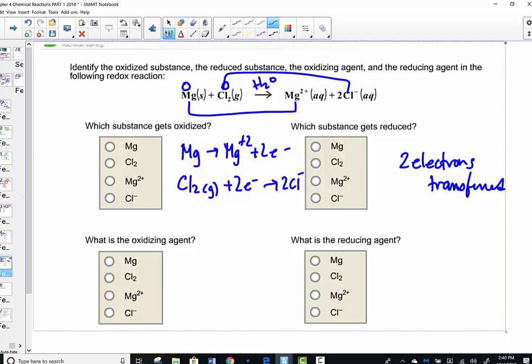Right off the bat, you know not to choose the ions. Those are off the table, right? Because they're on the product side. We have to decide if it's elemental magnesium that's oxidized, or is it chlorine that's oxidized? And you'll have the other answer then.